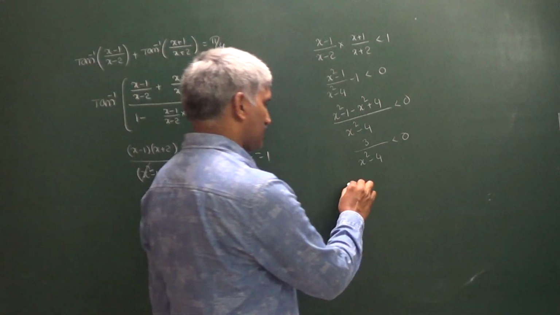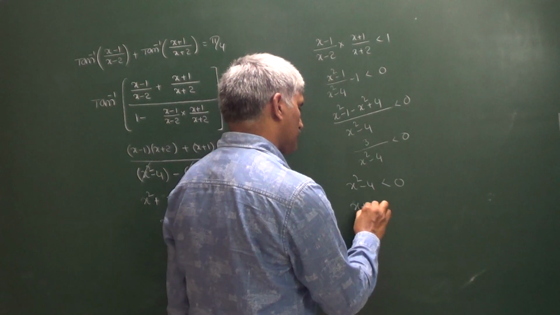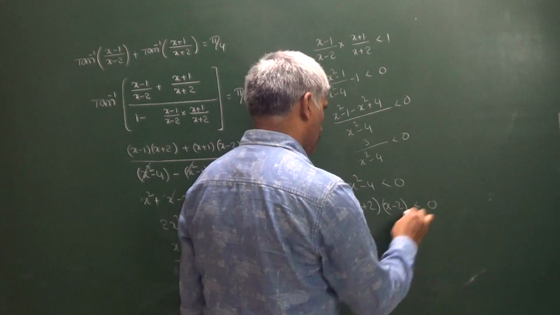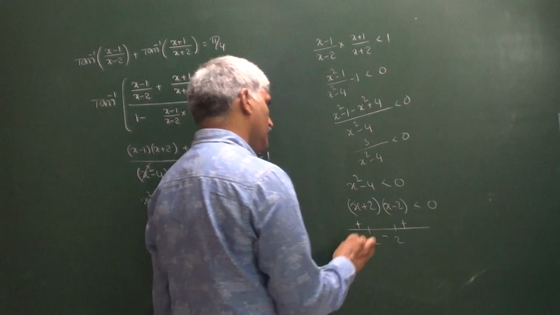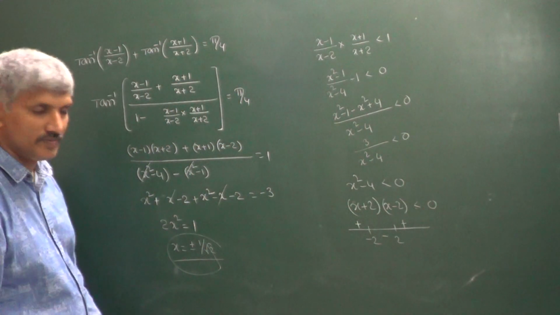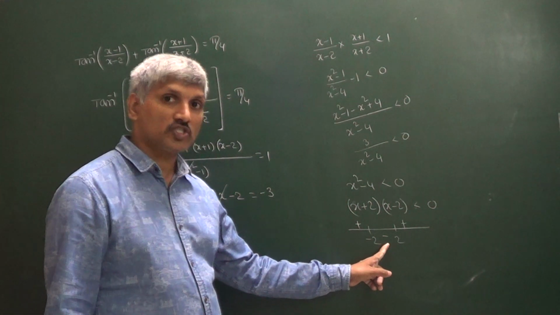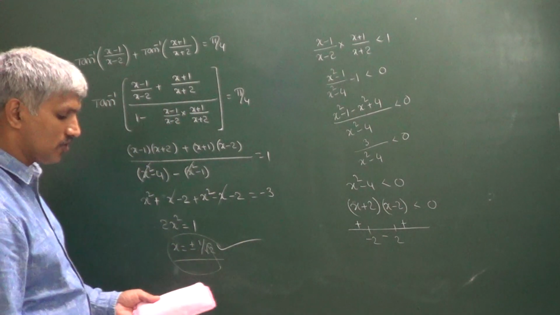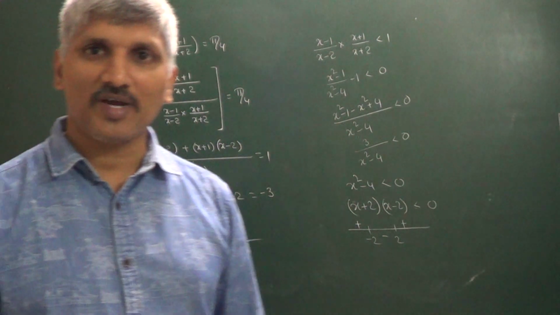So that means x square minus 4 must be less than 0. Therefore x plus 2 into x minus 2 must be less than 0. So what is the meaning of this? x values must lie between minus 2 and plus 2. Yes, the x values we got, plus or minus 1 by root 2, lie between minus 2 and plus 2 only. That's why we have to take both the values. x is equal to plus 1 by root 2 also possible, x is equal to minus 1 by root 2 also possible.